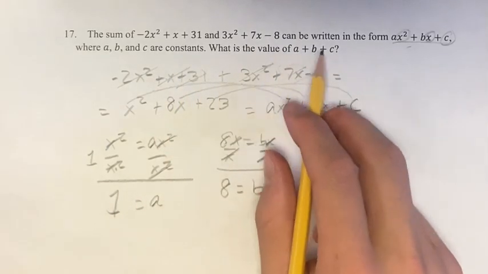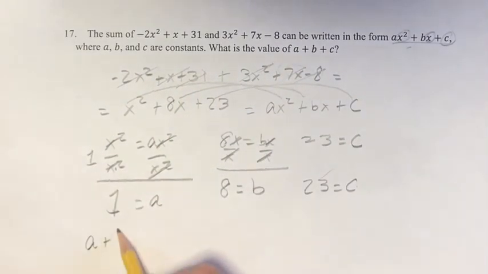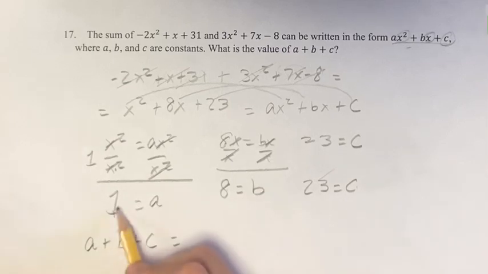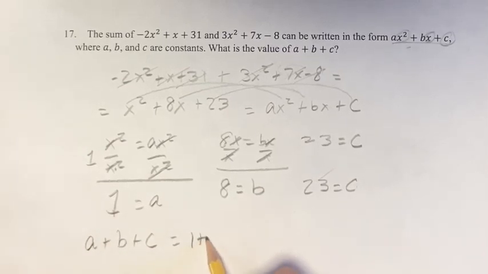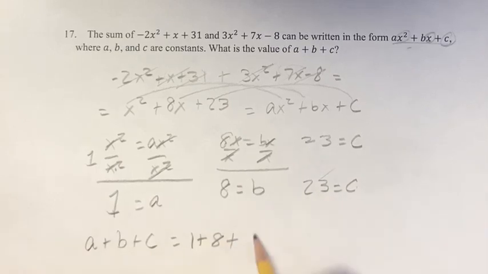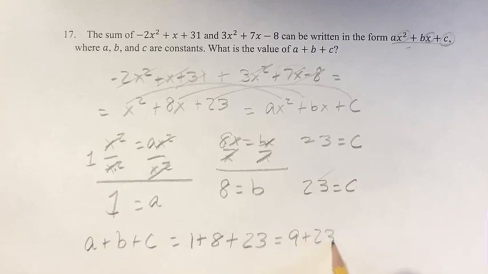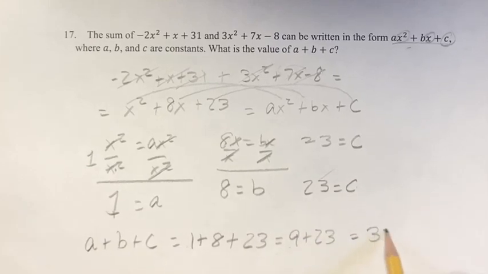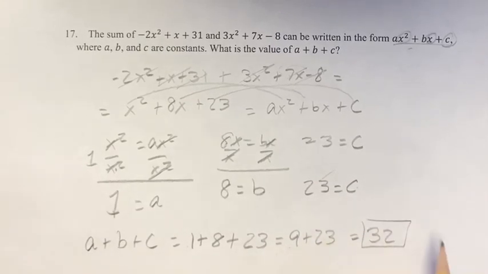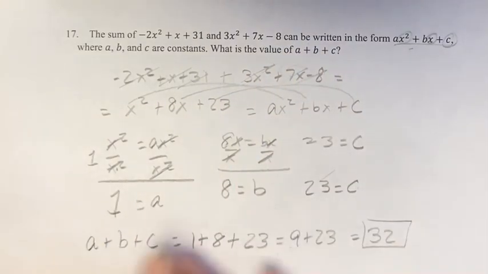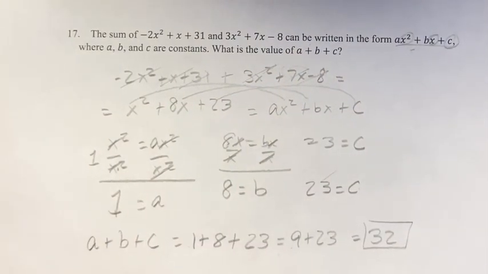What is the value of a plus b plus c? A plus b plus c equals, a is equal to 1, so 1 plus b is equal to 8, so 1 plus 8 plus c is equal to 23. 1 plus 8 is 9, plus 23, and then 9 plus 23 is equal to 32. So what is the value of a plus b plus c in this problem? 32 is going to be your final answer.